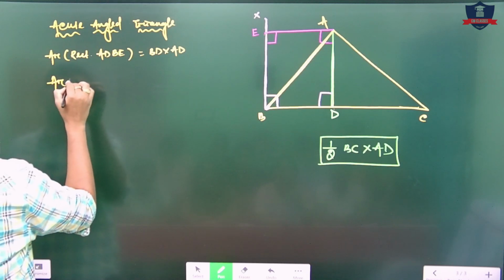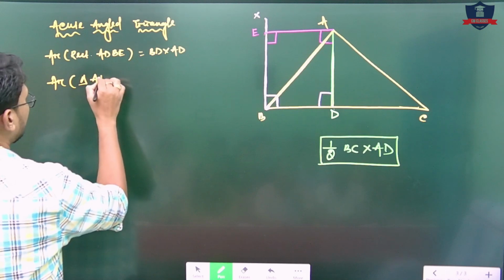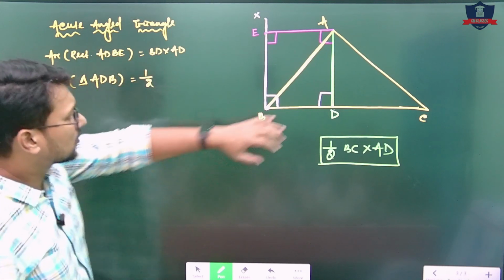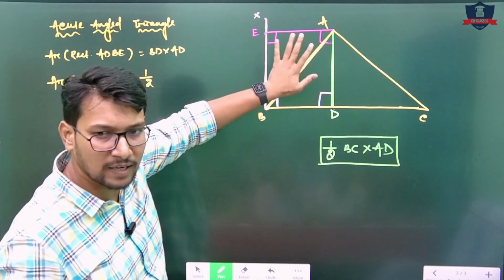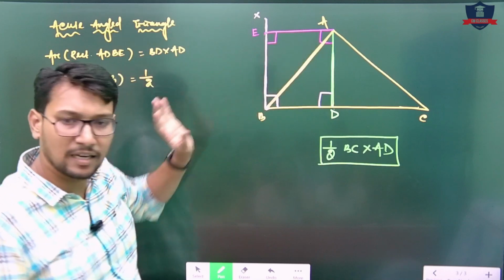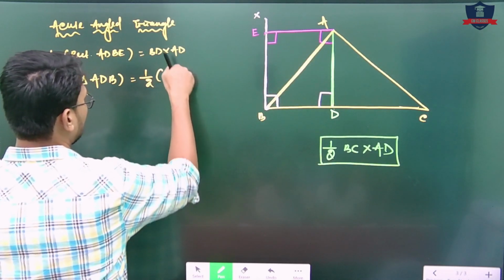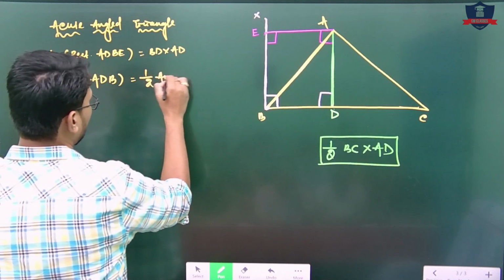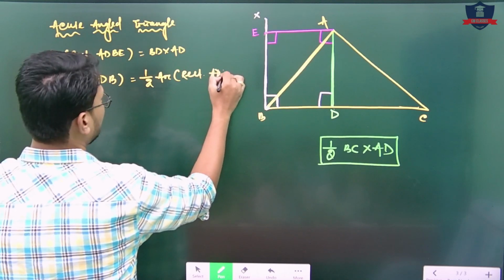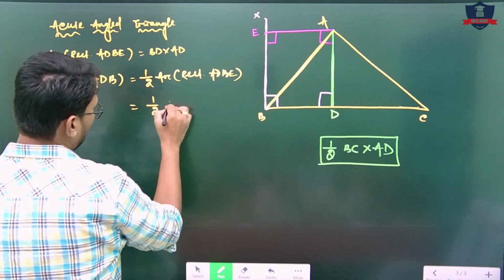Area of triangle ADB equals half into area of rectangle ADBE, though it is a rectangle and it is one of the triangles. Is it not? Tell me, everyone.